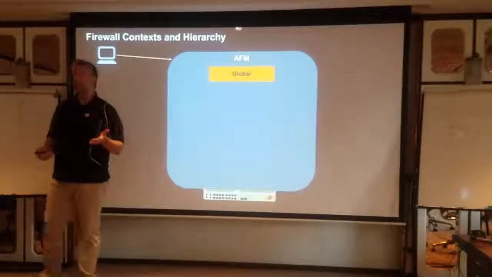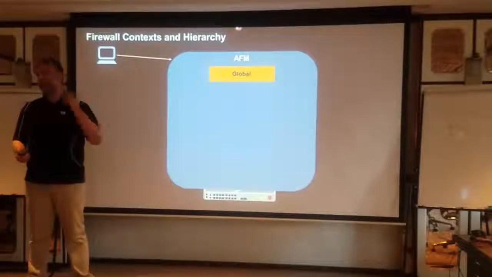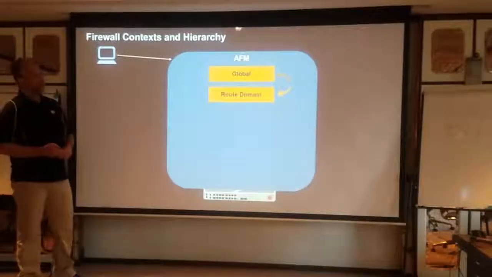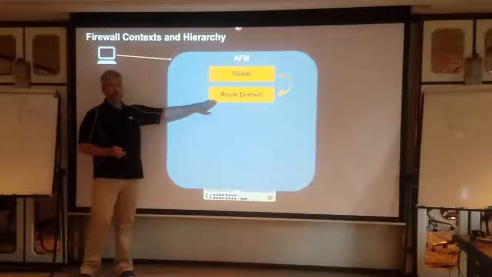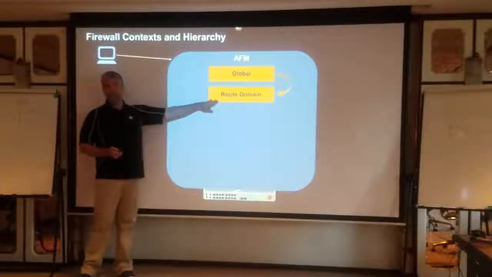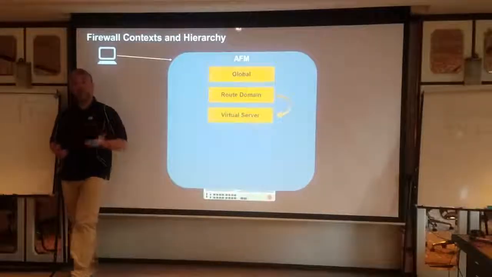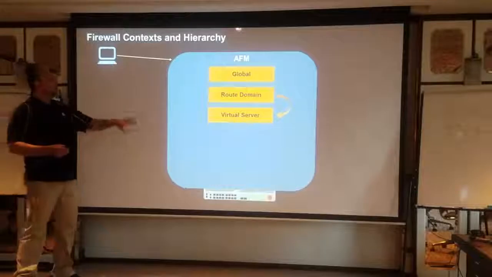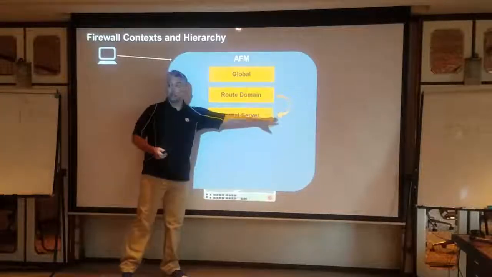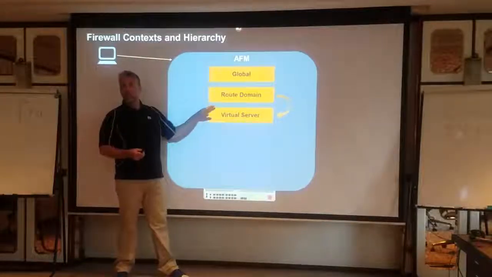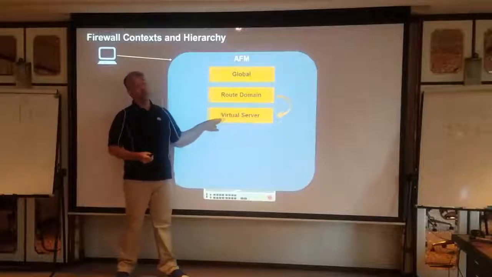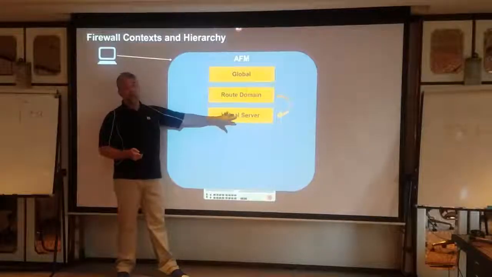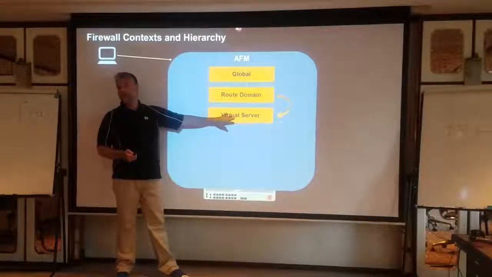There's no matching rule for this request at the global context. But we can also set rules at the route domain level. That's another context. There's no matching rule there. We'll then see if there's a rule assigned at the virtual server context. This is probably the most commonly used context that we have. Most people create the rules at the virtual server level. No rule applied, no rule here that matches.